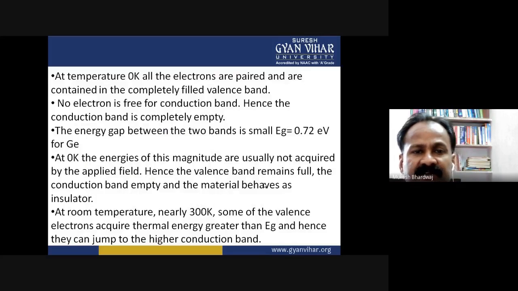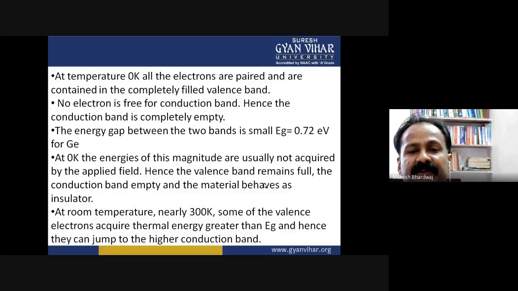At zero temperature, or 0 Kelvin, all the electrons are paired and are contained in the completely filled valence band. So, by the above figure, we come to know that at 0 Kelvin, all the electrons are covalently bonded and contained in the completely filled valence band. No electron is free for the conduction band. Hence, the conduction band is completely empty.